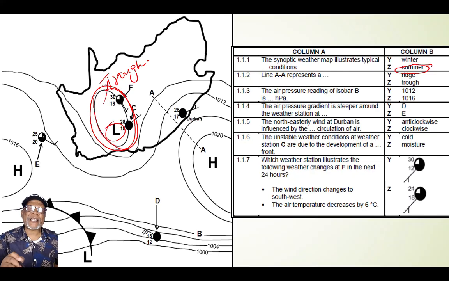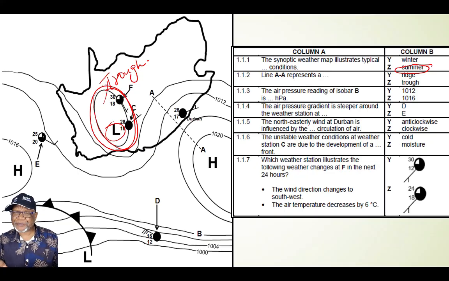But what is the name of the trough that we experience in the interior of South Africa, especially during summer? It is called line thunderstorm. Not line thunderstorm, it is called moisture front, rather. This is a moisture front. This is a trough. It is an elongated low pressure cell. It is called a trough.